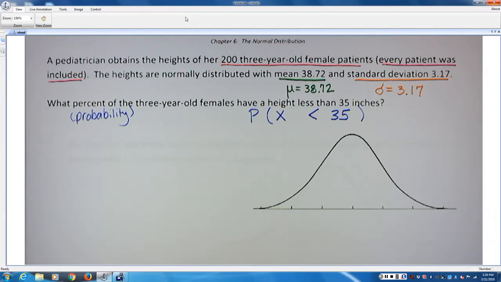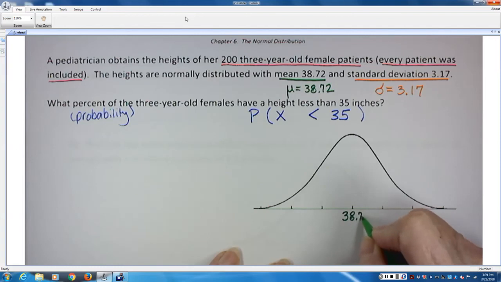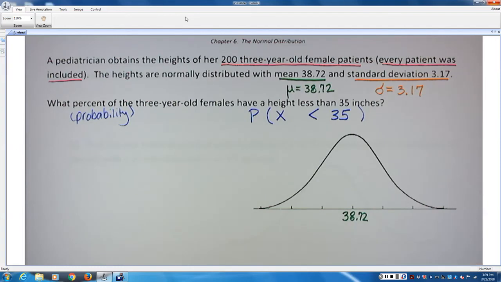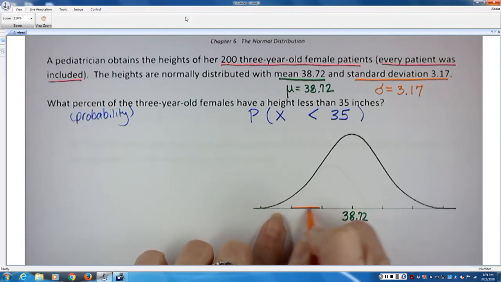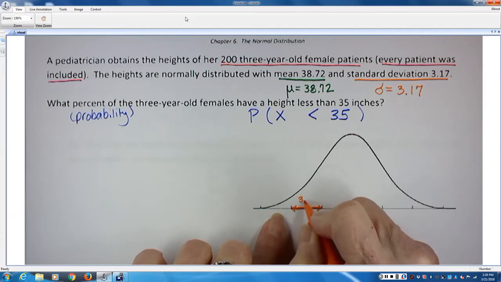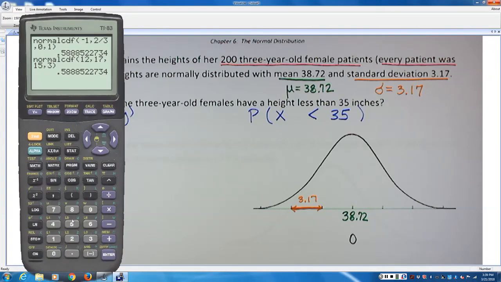And once again, the mean is 38.72, so we'll put that in the middle, because its corresponding z-score would be 0. And each one of those little additional marks, this distance right here, is 3.17. So just to give us a rough estimate of what all these weights are, I'm going to actually label in the curve.